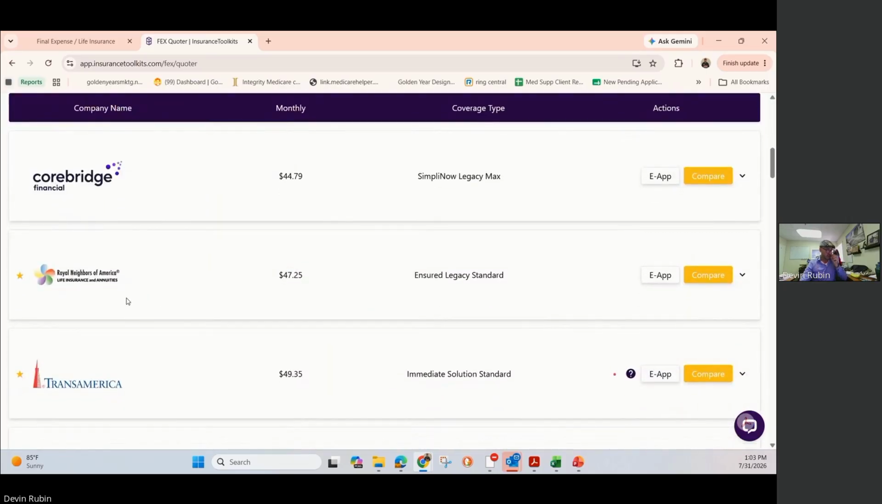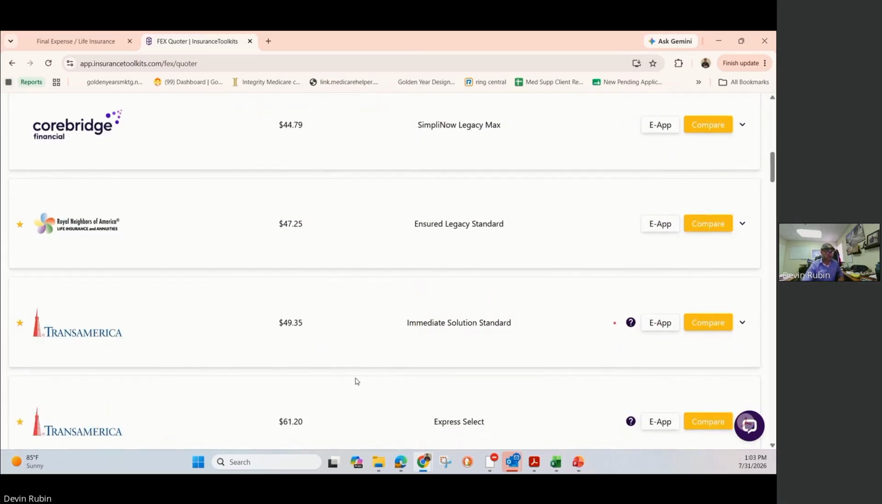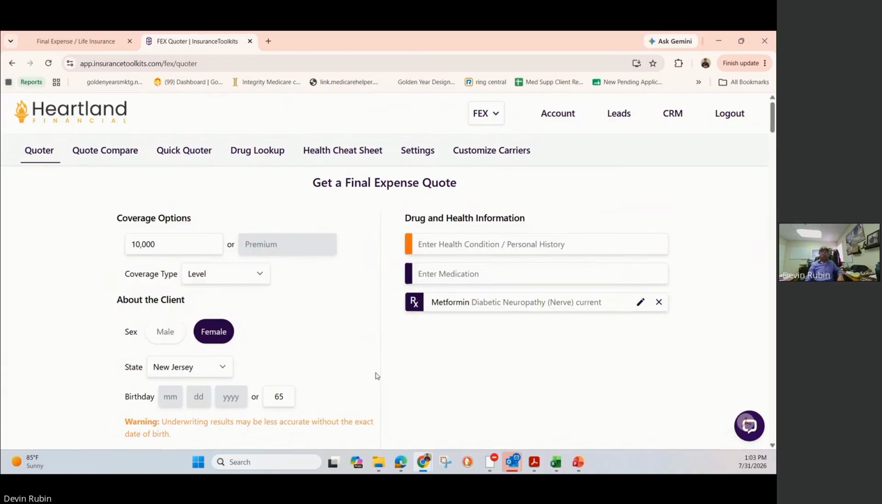Right. And we're going to see Corebridge, Royal Neighbors, and Transamerica come up most favorably for diabetics, right? And you see that it's a standard and it's not going to be preferred or level. But these prices are pretty competitive for a diabetic. So on top of your Medicare supplement contracts that you have, it's probably a good idea to have Corebridge because they're really good for guarantee issue, and Royal Neighbors and Transamerica typically are pretty good for diabetics.